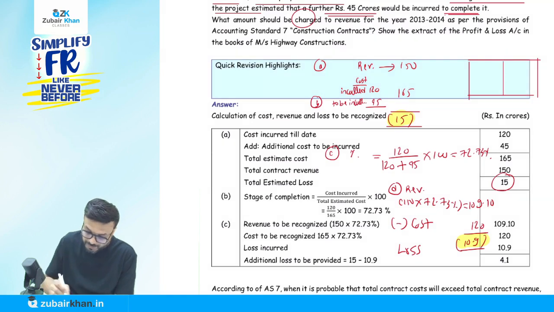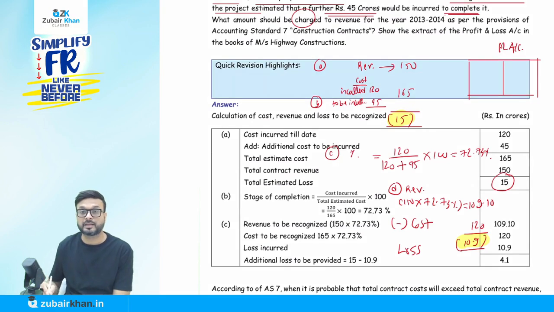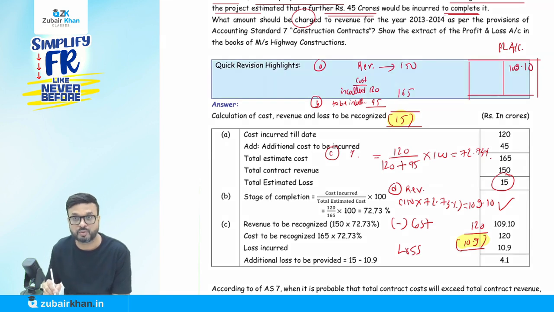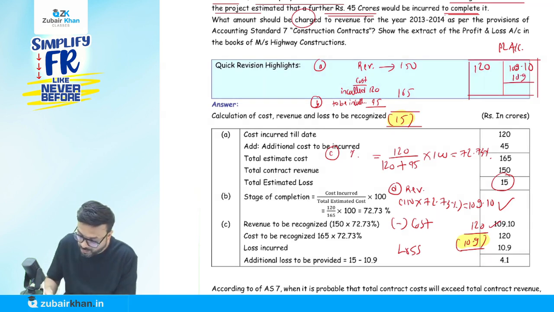When they ask me to prepare the profit and loss account, what I will do is this. The total contract revenue is how much here? 109.10. This is the revenue that I have. Total contract cost is how much? 120. So I have a loss of how much here? 10.9. So I will show the loss for current year, 10.9.